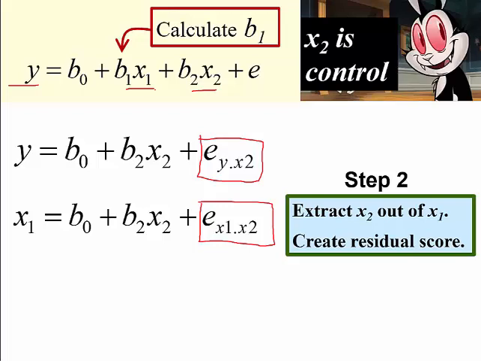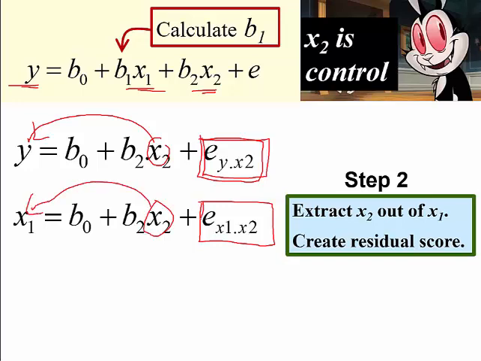I have three variables, x1, x2, and y. And then I use x2 to predict y and calculate the residual for y controlling for x2. And then I use x2 to predict x1 and calculate the residual for x1 controlling for x2. So now everyone has 5 scores.